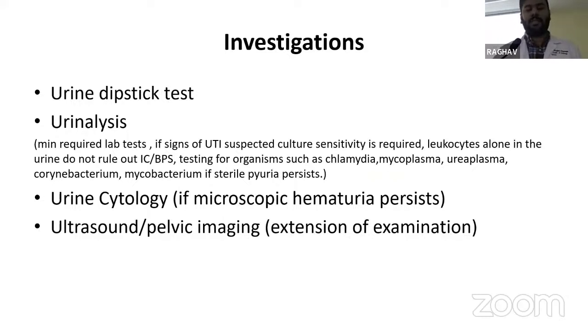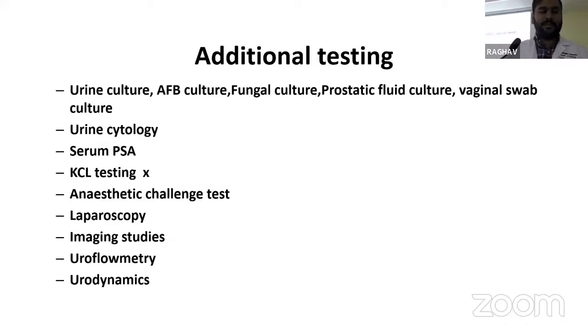Testing for organisms such as chlamydia, mycoplasma, ureaplasma, corynebacterium, and mycobacterium should be done if sterile pyuria persists. Urine cytology should be done if microscopic hematuria persists. And an ultrasound of the pelvis is always part of the examination.